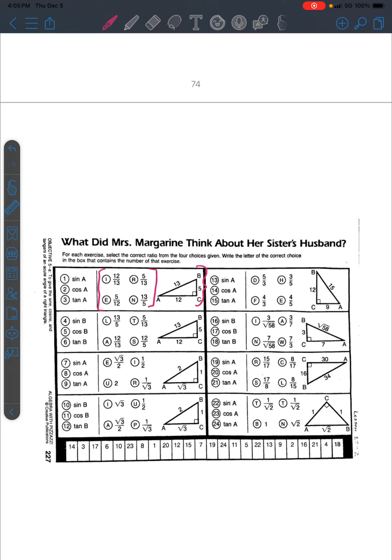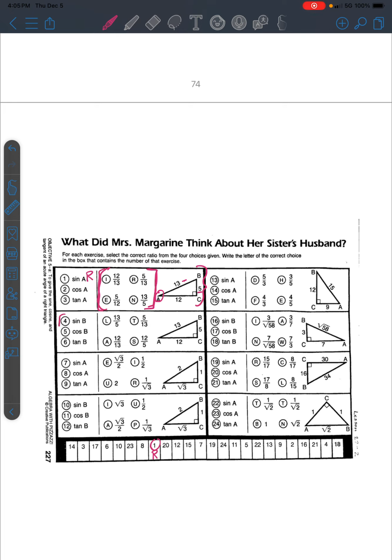So it says sine of A. Here's A. My opposite is 5. My hypotenuse is 13. So it's going to be 5 over 13. So R goes there. Now I'm going to go down here to the bottom where I see a 1 right here, and R goes here. For 2 and 3, these are still my options. I'm going to write my answers next to them and then go fill it into the blanks.